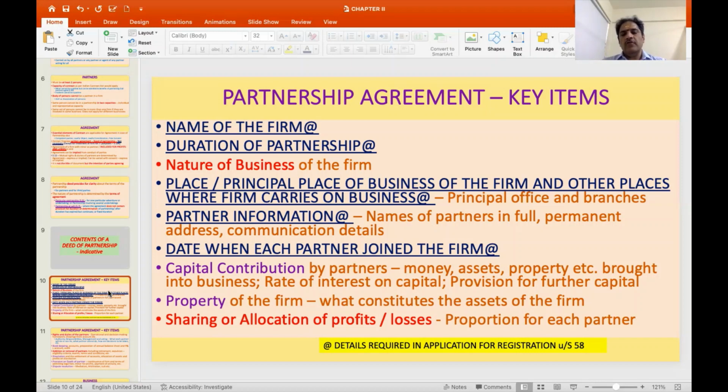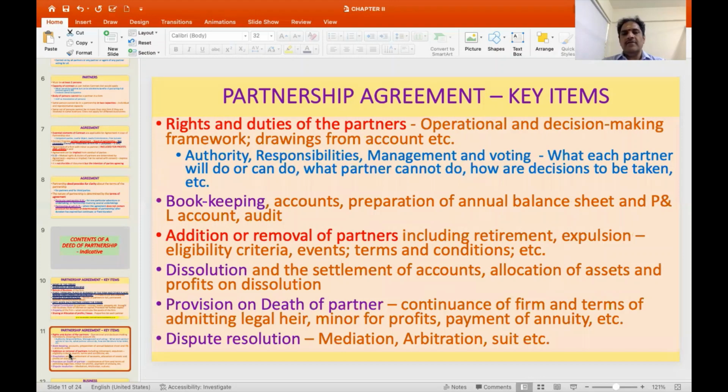Then sharing or allocation of profits or losses, the proportion for each partner is supposed to be indicated for clarity, because that's an essential element of a partnership relationship. The other important aspect is the rights and duties of partners. So what are the operational aspects relating to conduct of business? It's almost like what you have in the case of a company in the articles of association. So what is the authority that is there? What is the decision making framework? Who can draw from the accounts? Who can sign on cheques, etc. So authority, responsibilities, management and voting, what each partner can do or will do and what a partner cannot do. So there are certain things called implied, what is it?